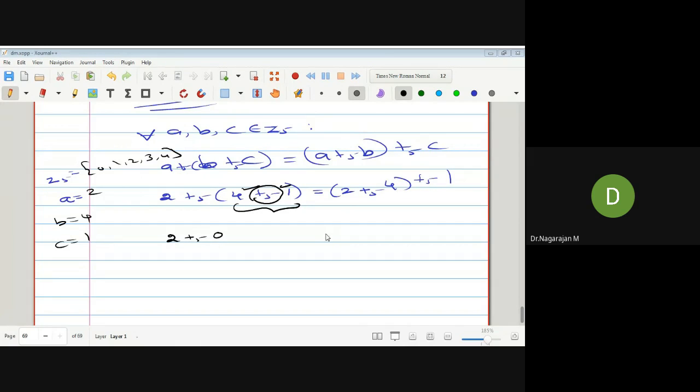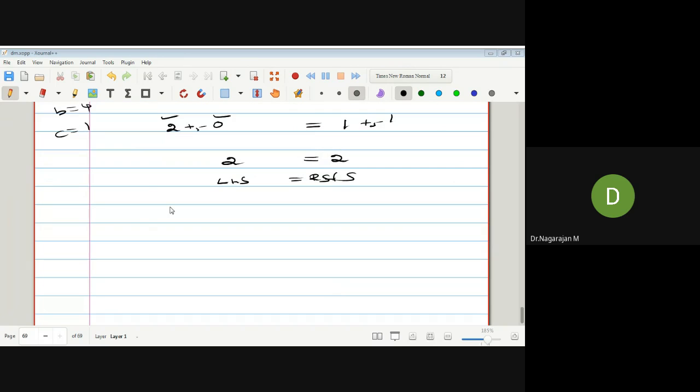Then 2 plus 0. So also using the right hand side: 2 plus 4. The result is 6, and 6 modulo 5 is 1. Here also addition modulo 5, 1. Now 2 plus 0 is 2, and 1 plus 1 is 2. Therefore, LHS equals RHS. Therefore, the operator also satisfies the associative law. Z5 comma plus is associative.